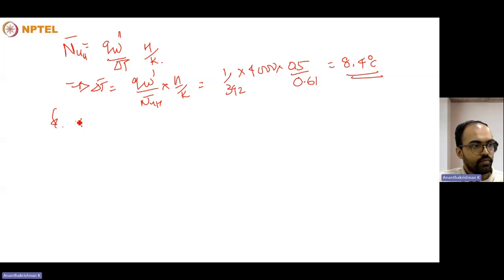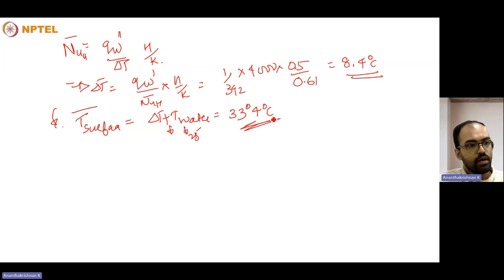And by calculating the average temperature of the surface, it is equal to T water plus delta T, which is 25 plus 8.4, equal to 33.4 degrees Celsius. So our assumption kind of holds true. So the film temperature, though it may not be 30, will be 25 plus 33.4 by 2, somewhere around 29.2. So we can actually do one more iteration to get the actual value of these properties and arrive at a slightly more accurate value.